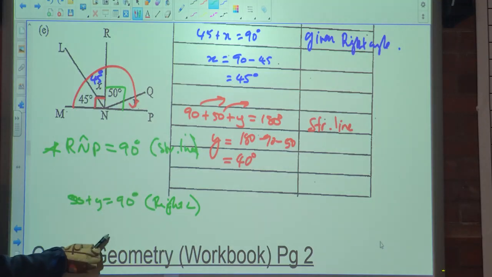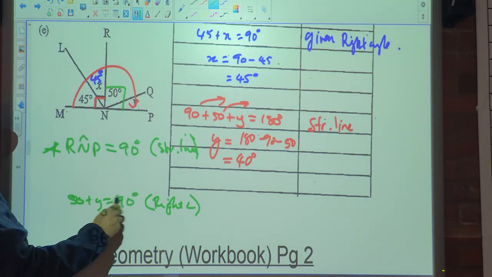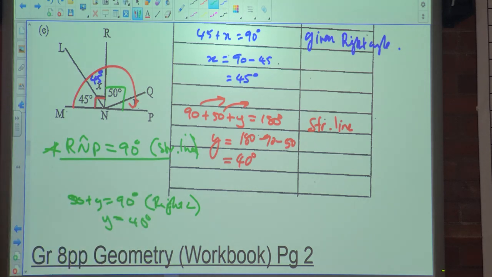Now you can say it's a right angle to be 40. Did you write that in? You will lose a mark. Again, you're assuming. If it's not on the diagram, you must either prove it or you can't use it. Okay. Anything else? Yes, Michael.